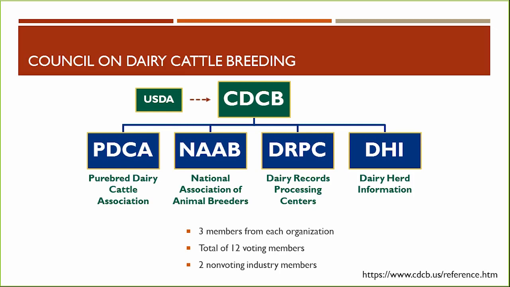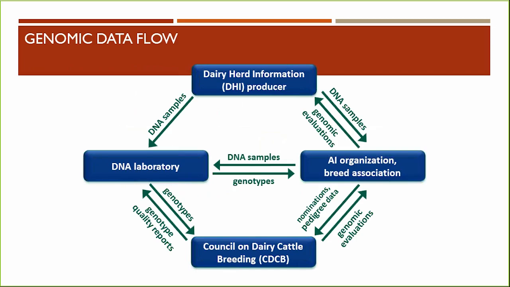So in the big scheme of things, when it comes to genetic evaluations, we rely on dairy herd information. DHI is basically contributing a lot of that herd information, production information. We work with AI organizations and breed associations, and also the DNA laboratories that process this. And it's an exchange among all of those to and from the Council on Dairy Cattle Breeding.